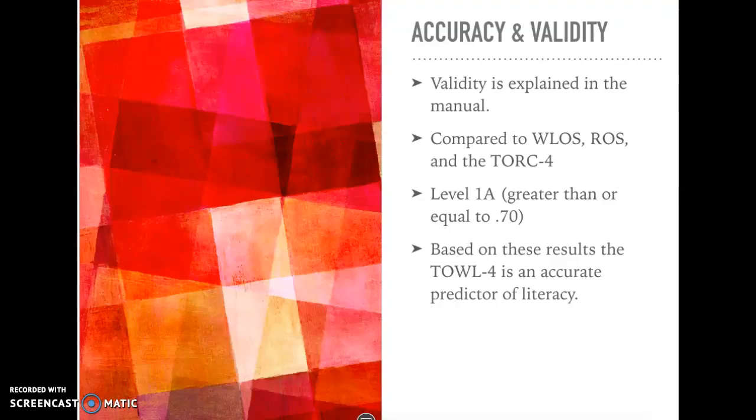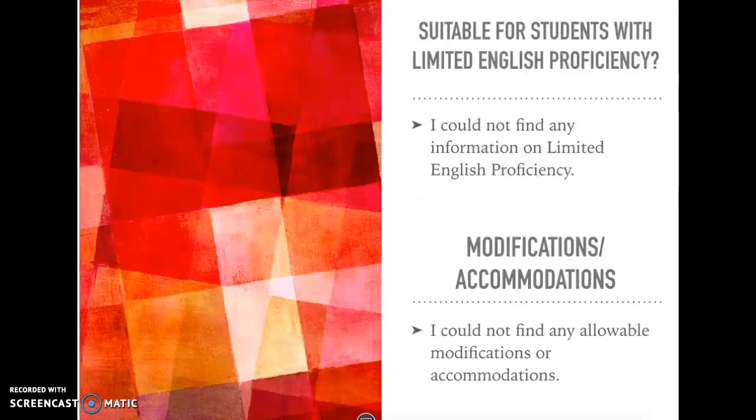The results showed that in two out of three comparison studies, the test was acceptable and supported the validity of the test. The TOWL-4 was found to be at a level 1A, which states that the sensitivity and specificity of the test is greater than or equal to 0.70. Based on this result, the TOWL-4 is an accurate predictor of literacy. I could not find any modifications or accommodations that were allowable. I also did not see any information about limited English proficiency anywhere in the manual.